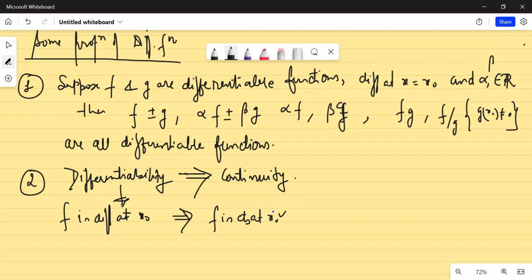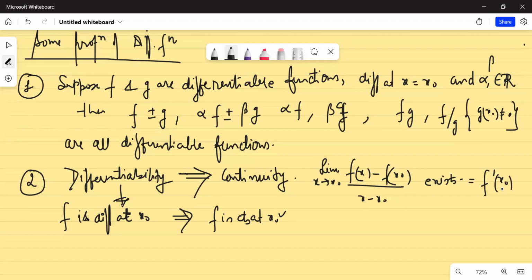And why do I say that? See, let's say my function f is differentiable at the point x equal to x naught. So what does it imply? It implies that limit x tends to x naught, f of x minus f of x naught divided by x minus x naught exists, and let's say it is equal to some constant f dash x naught. Is that clear?